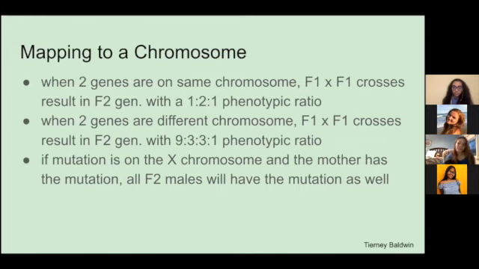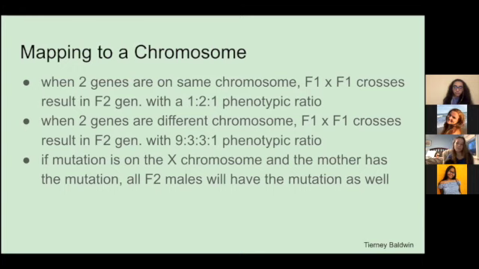When trying to map our mutation to a chromosome, we can first remember some useful background information. This includes knowing that when two genes are on the same chromosome, F1-F1 crosses will result in the F2 generation having a 1:2:1 phenotypic ratio. When two genes are on different chromosomes, the F1-F1 crosses will result in the F2 generation having a 9:3:3:1 phenotypic ratio. This 9:3:3:1 phenotypic ratio results from independent assortment of the two genes.